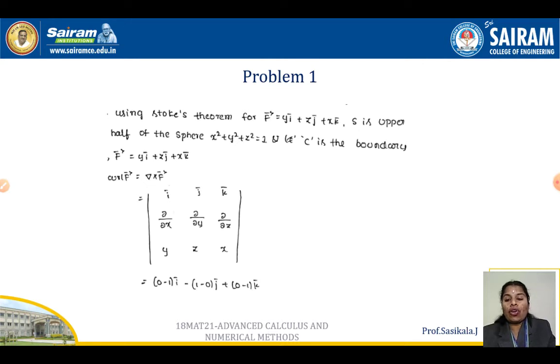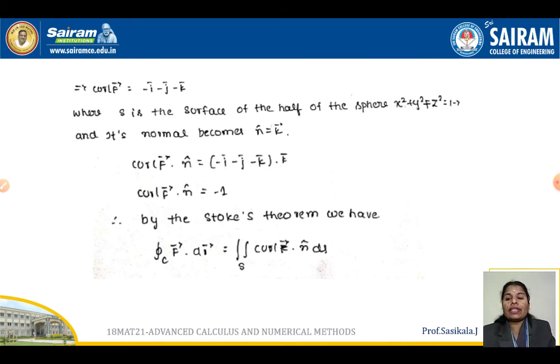What is that? Del cross F vector. So the determinant of the i, j, k vectors, then the next row del by del x, del by del y, del by del z, then y, z, x. Next you can find the determinant. I vector times del x by del y, which is 0, minus del z by del z, which is 1. And minus j vector times del x by del x, which is 1, minus the next one, which is 0, and similarly plus k times 0 minus 1. So you will get the curl of F vector as minus i vector minus j vector minus k vector.